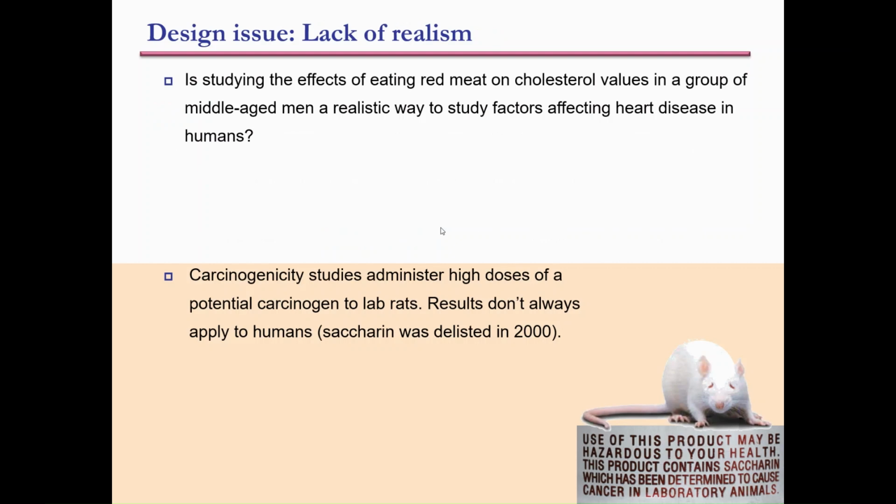Okay. And we're going to look at another example up above where we have something similar going on. Okay, but I'm going to phrase it in a question. It says, "Is studying the effects of eating red meat on cholesterol values in a group of middle aged men a realistic way to study factors affecting heart disease in humans?" Okay. And so, of course, the answer here is no. If we want to know about heart disease in humans, we shouldn't just study men. Okay, we should study women too.